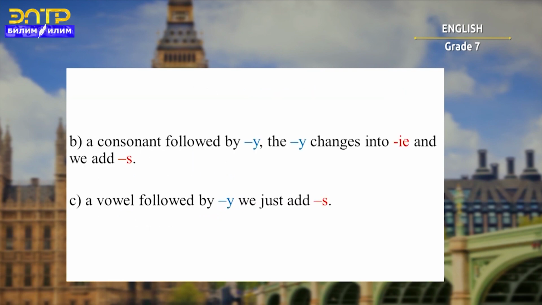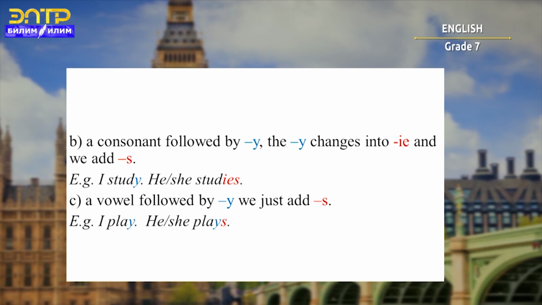When a consonant is followed by Y, the Y changes into I and we add the ending es. For example, I study, he or she studies. When a vowel is followed by Y, we just add the ending s. For example, I play, he or she plays.